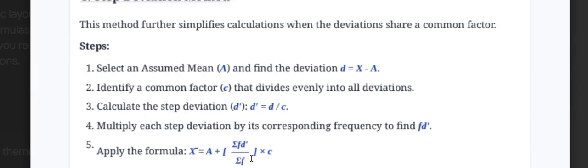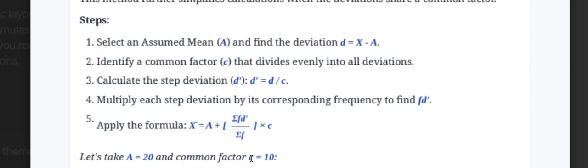Third one we are having is step deviation method. What is step deviation method? We are going to solve this similar to the assumed mean, but it is an extension of that. One common difference will be calculated apart from the other. Let us understand how.